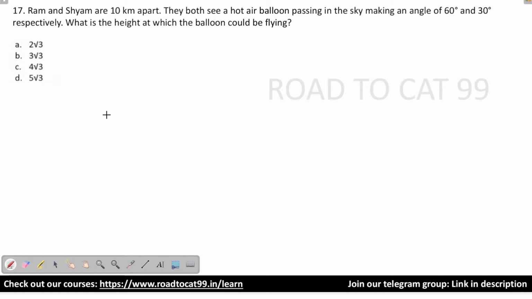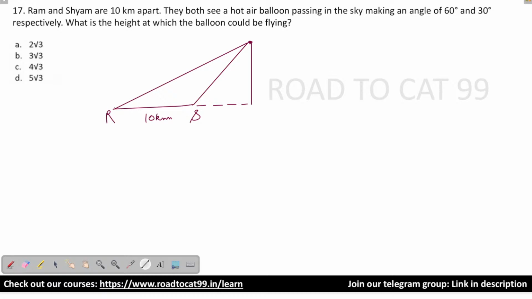Right? So let's say this is the position of Ram, this is the position of Shyam, and they are 10 kilometers apart. So Ram is making an angle of 60 degrees with the hot air balloon. Let's say the hot air balloon is somewhere here. So this angle is 60 degrees, this angle is 30 degrees, and this is the height.